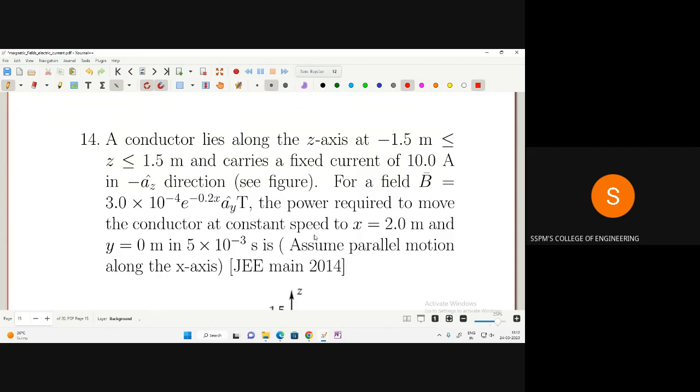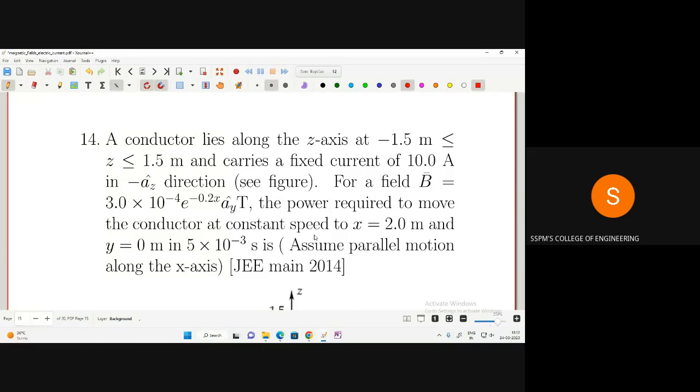meter and y is equal to 0. म्हणजे काय केलेलं आहे? ओरिजिन टू x is equal to 2 ला मूव्ह केलेला आहे कंडक्टर. इन टाइम किती दिलेला आहे? 5 into 10 to the power minus 3 दिलेला आहे सेकंड.